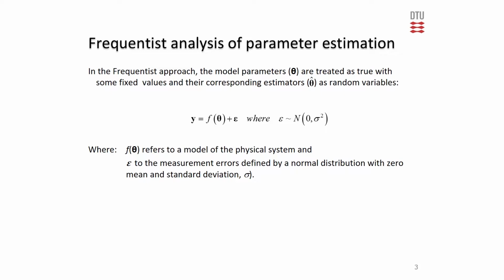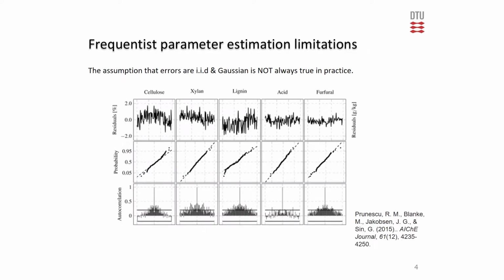The frequentist theory is based on the assumptions that measurement errors follow a normal distribution with a mean zero and a certain sigma. In practice, however, this assumption may not be the case.